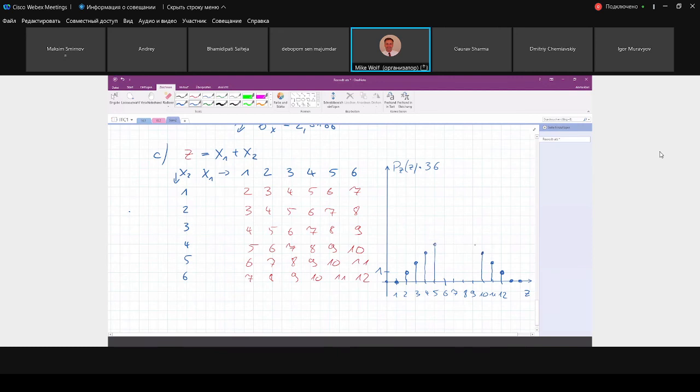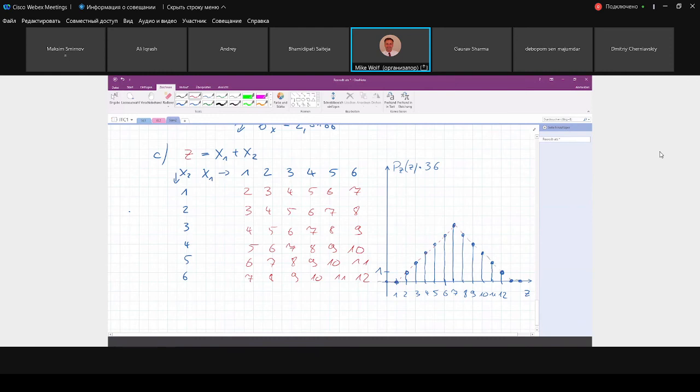This one. Highest probability is to get a 7. Probability of 7 is 1, 2, 3, 5, 6 by 36. Yeah. So this looks like this. And you see, it's triangular shaped. If you just would draw here such an envelope, let's say, see, this is triangular.